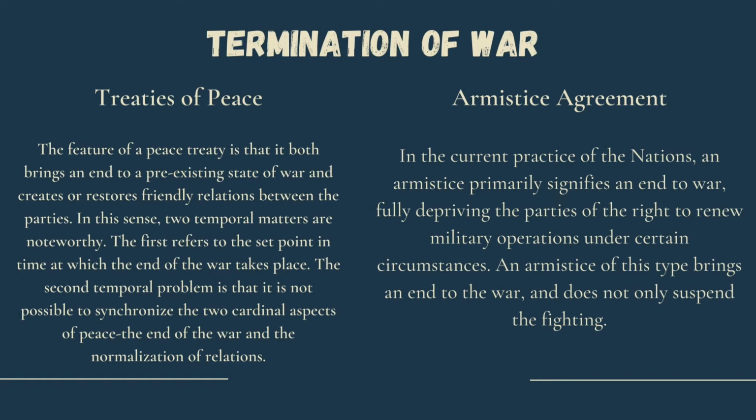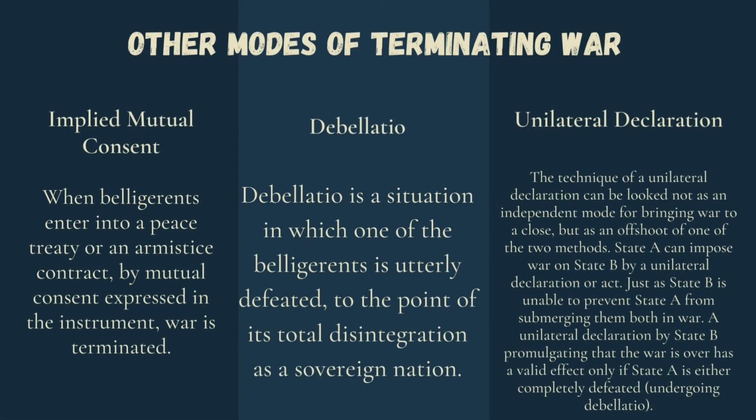Second is the armistice agreement. In the current practice of the nations, an armistice primarily signifies an end to the war, fully depriving the parties of the right to renew military operations under certain circumstances. An armistice of this type brings an end to war and does not only suspend the fighting. The other modes of terminating war.